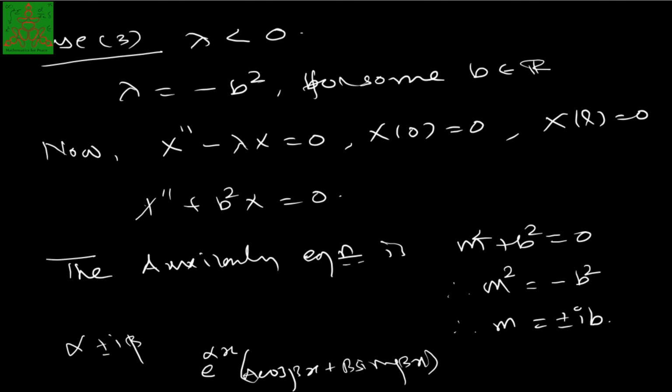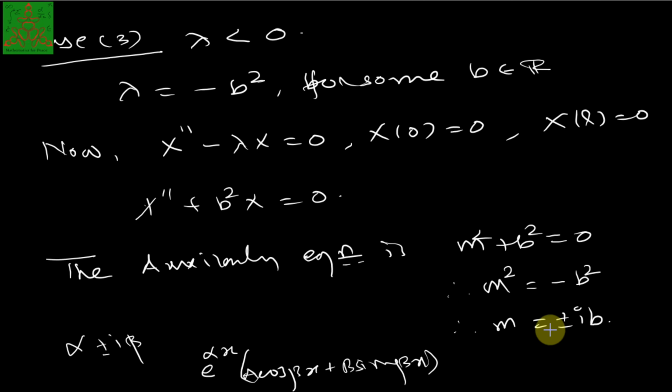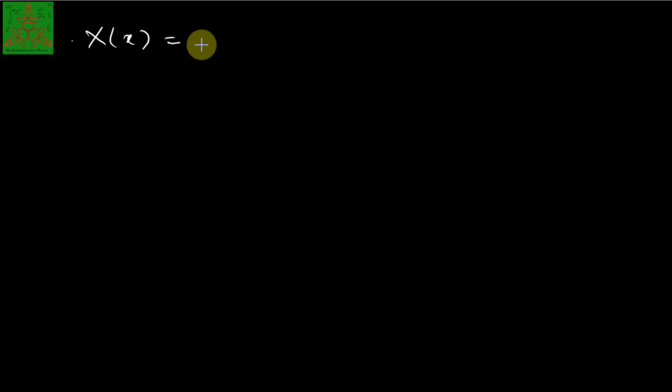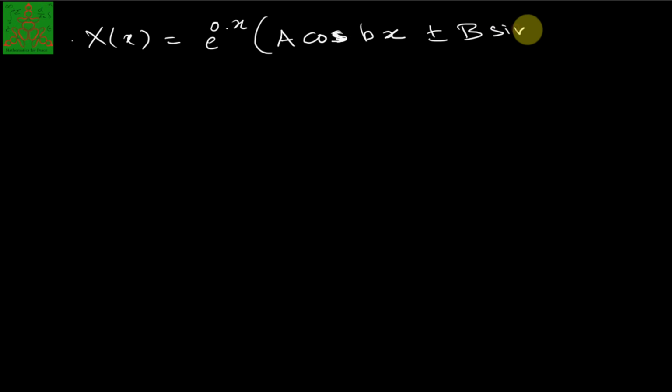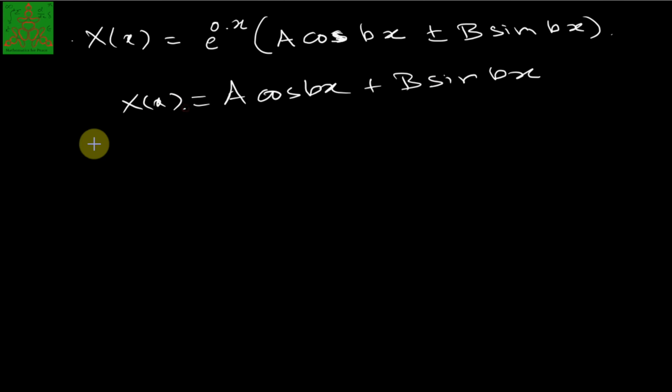Therefore the solution of the given problem is X of x is equal to, we just observe that here alpha is 0, that means e power 0x, in bracket a into cos beta x plus b into sin beta x, where beta here is b. Finally, we'll have a into cos bx plus b into sin bx. This is X of x we have.